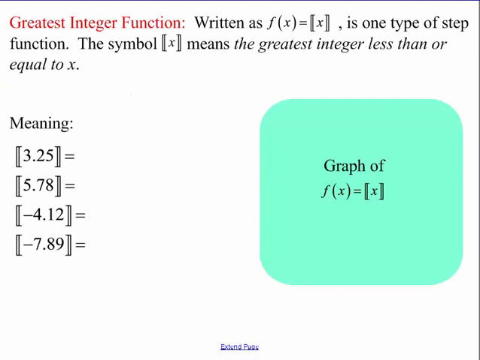The greatest integer function is a specific type of step function. Okay, and this is what the greatest integer function is. So you need to know that when it's written like that, that's what that means. What the greatest integer function means is it's the greatest integer less than or equal to x. So it's the greatest integer less than the number we're given. Okay, so it's kind of like rounding, but you're always rounding down.